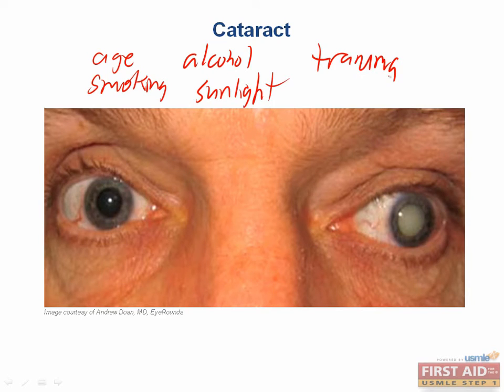If you see cataracts in children or young adults, you should suspect a congenital toxic metabolic cause like galactosemia or diabetes.